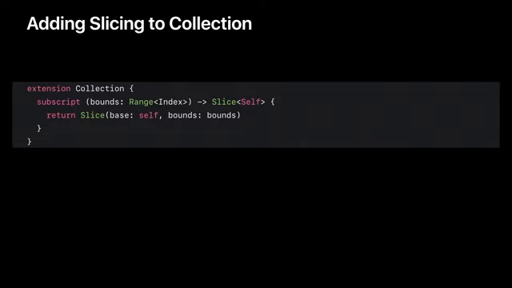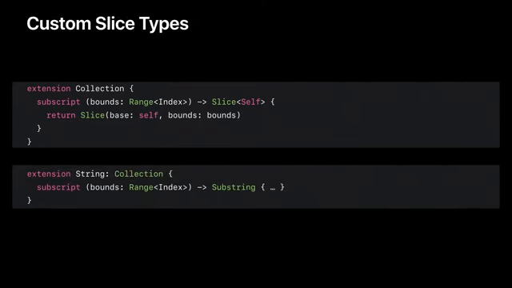That's great, but there's just one problem. Some collections don't want this particular slice type. They really want to provide their own slicing operations that produce a different type. String is the most common example.